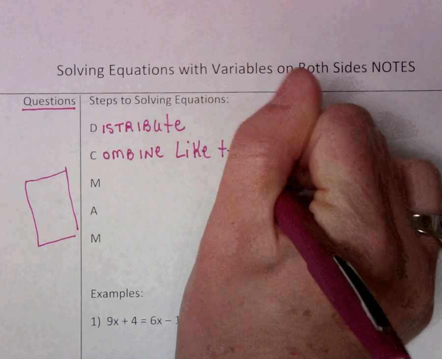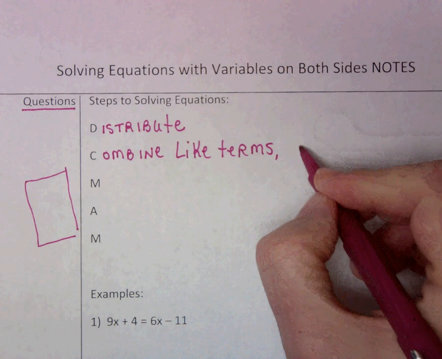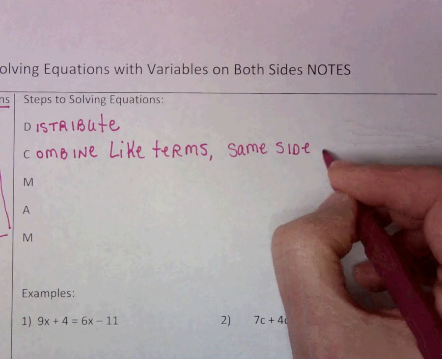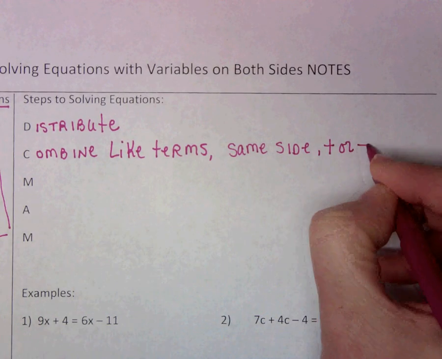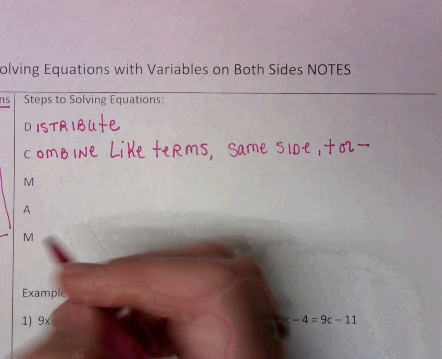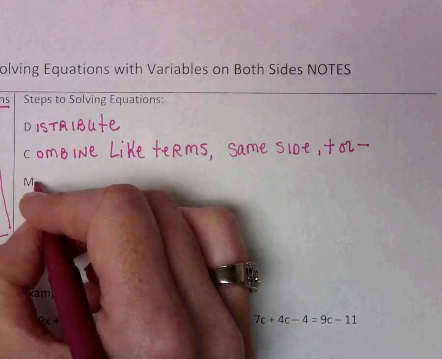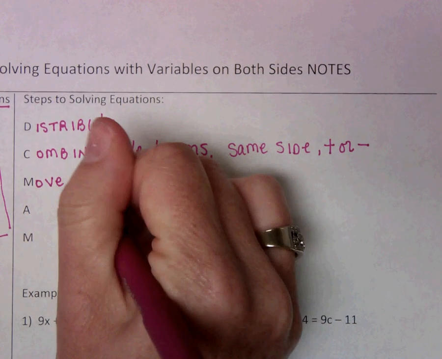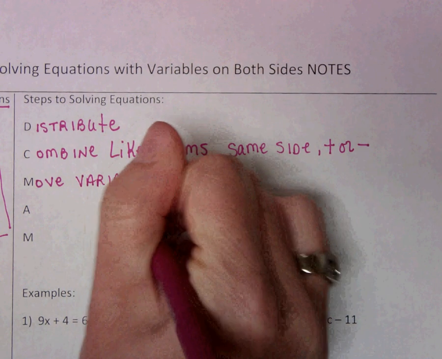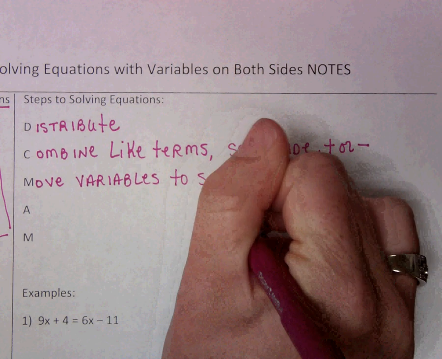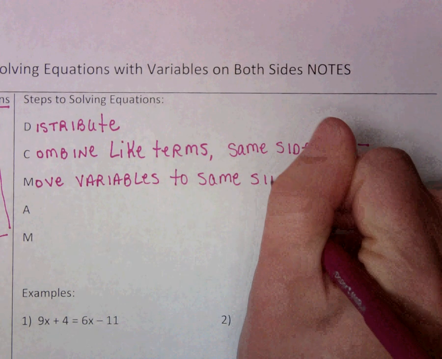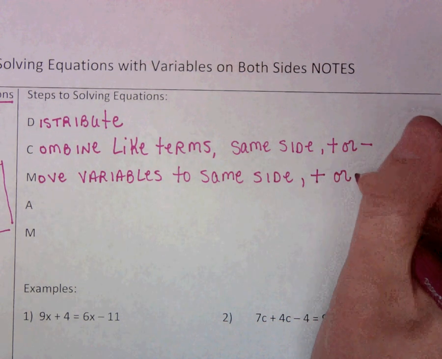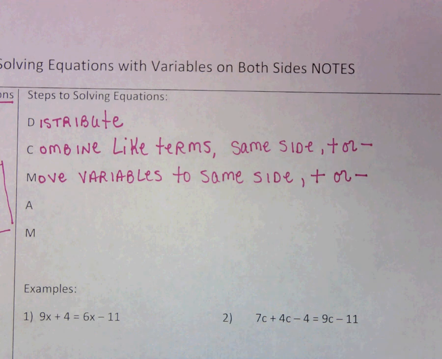Remember, like terms are on the same side of the equal sign, and we combine them by adding or subtracting. Okay? The M, this is a new step that we're adding in today. The M stands for move the variables to the same side. We're moving our variables to the same side of the equal sign. We also do this by adding or subtracting, and you'll see in a minute how we do that.